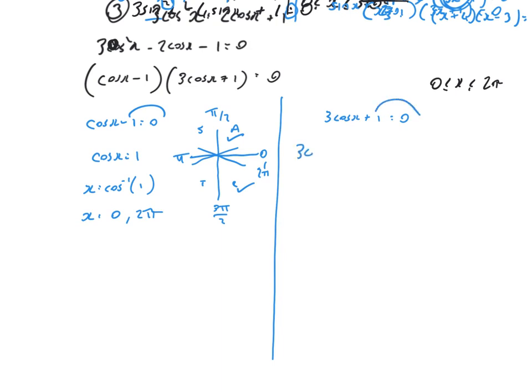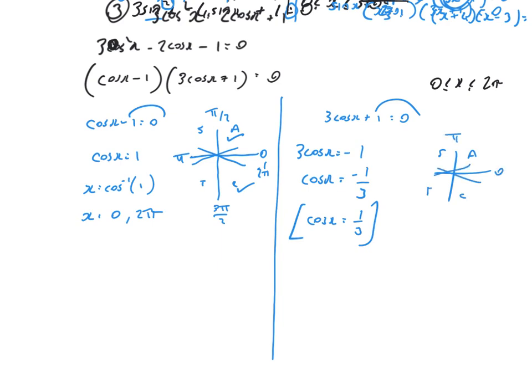Okay, over here, 3 cos x equals minus 1. Cos x equals minus 1 over 3. Let's make that positive. And let's get the CAST diagram up. So this time I've changed from negative to positive, so I'm in sine and tan. x equals cos inverse 1 over 3.